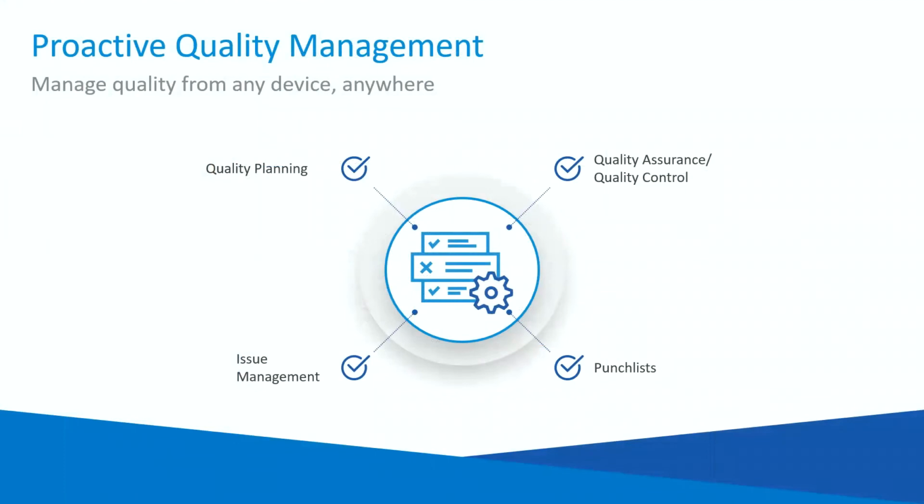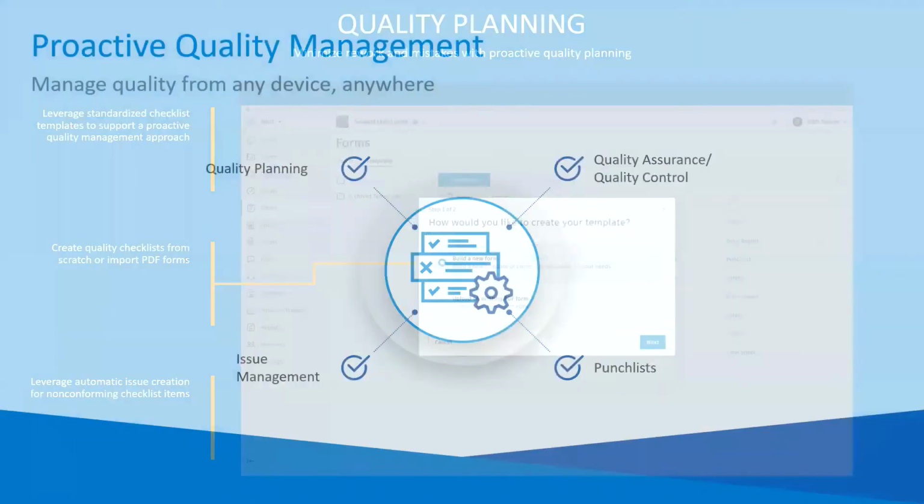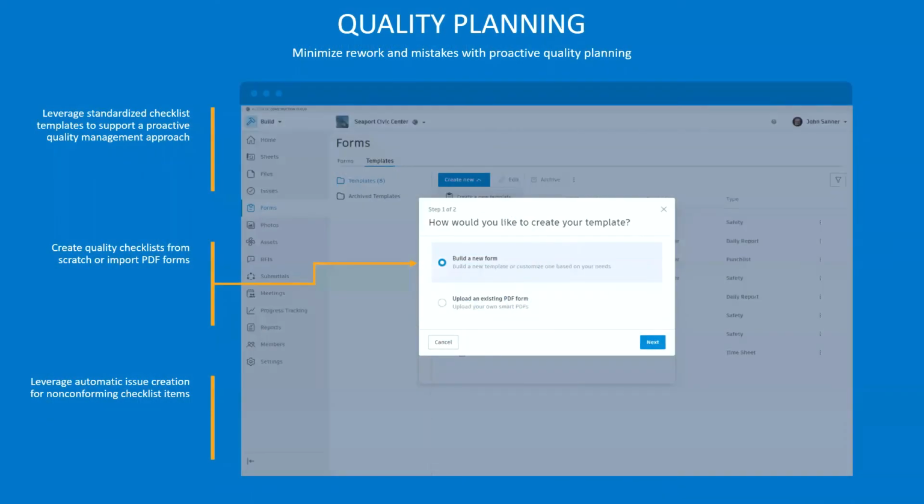All right, we're just going to switch over into the quality management side of things. Okay, so what I want to look at here is talk about the quality planning, quality assurance and quality control tools, the issue management, and also a little bit about punch lists. Okay, so quality planning.